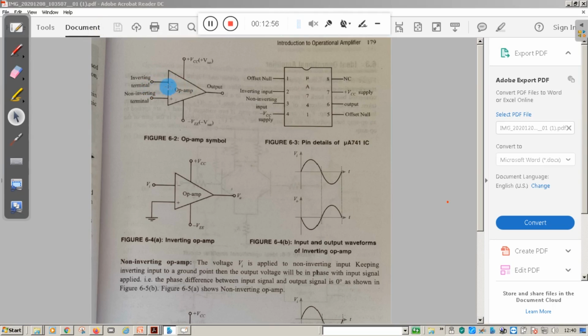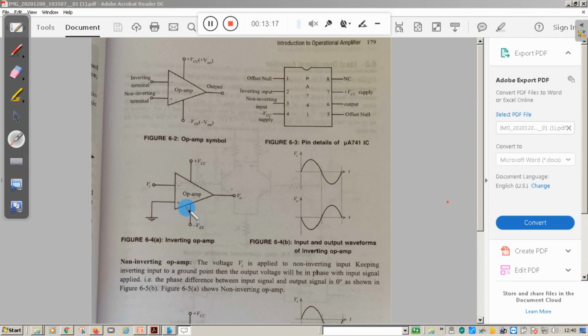So students, here you can see the representation of an operational amplifier. Once again, let me repeat: this terminal, which is represented by minus, is called the inverting terminal. The plus symbol is used to represent the non-inverting terminal. Other than that, we have the biasing voltages plus VCC and minus VEE, and the output. This is the IC diagram.